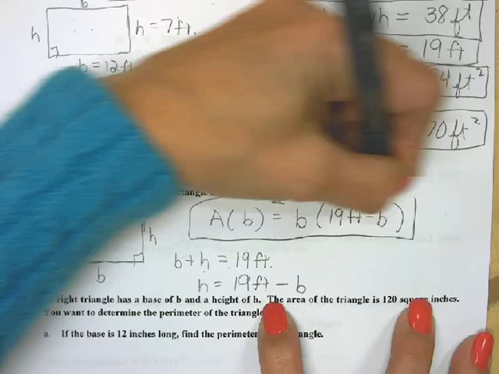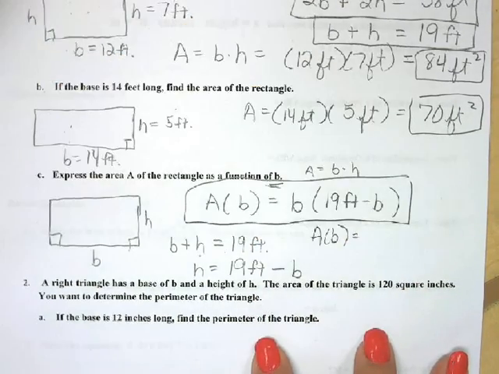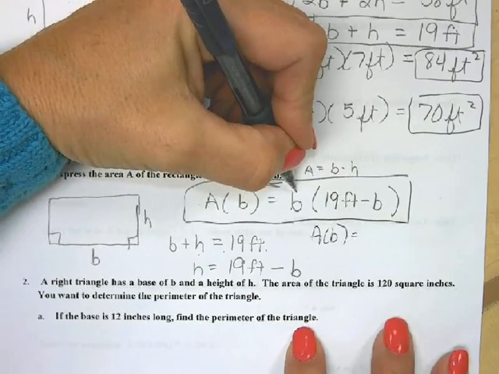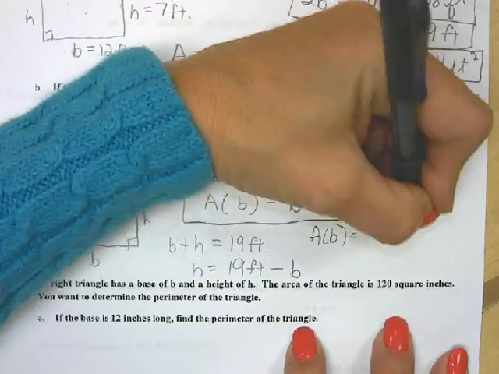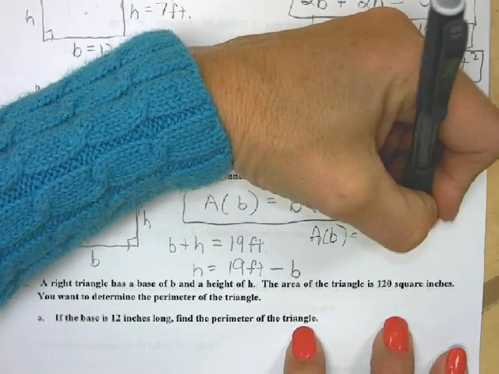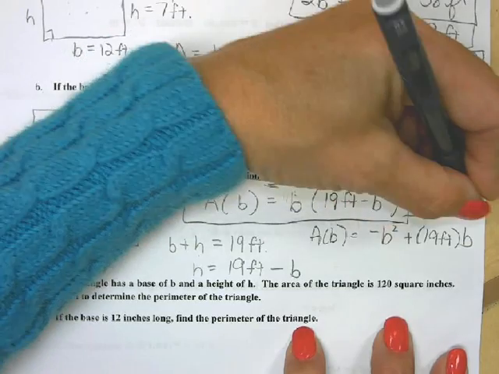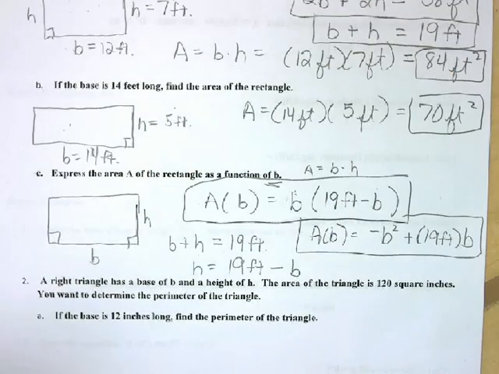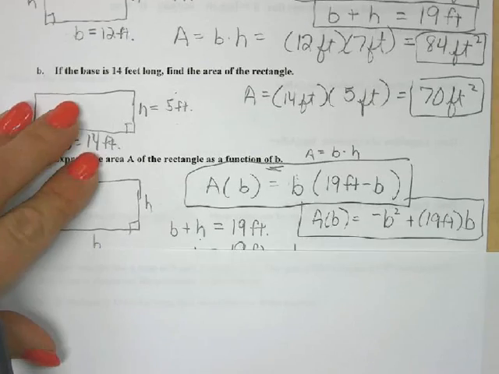Now I could also distribute this, and I'm going to put the b squared term in the front, and this gives me negative b squared, and then plus 19 feet times b. So there's another way to write the function. And we can see that in general this would graph a parabola. And so let's do a little more analysis of this.